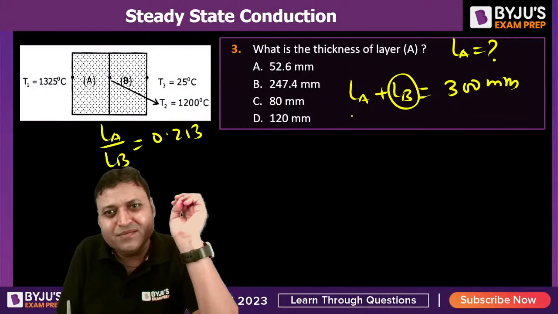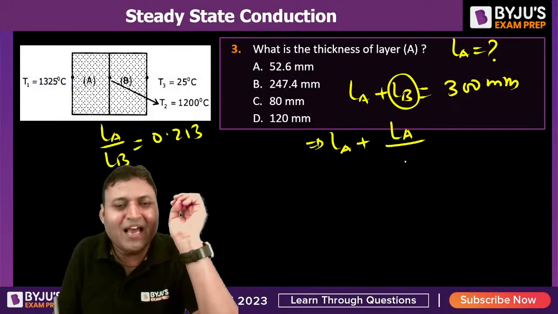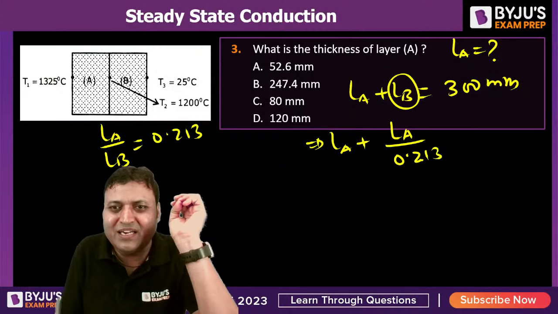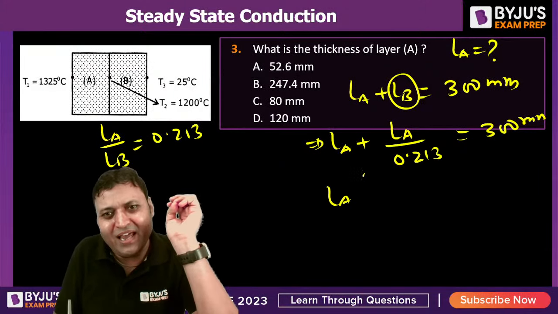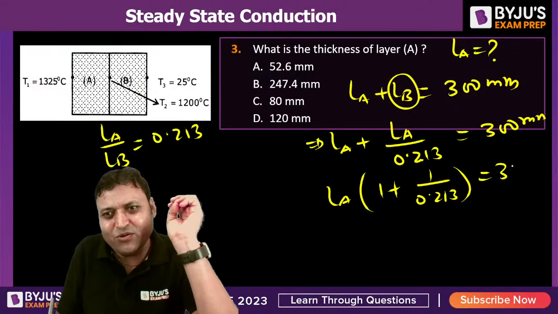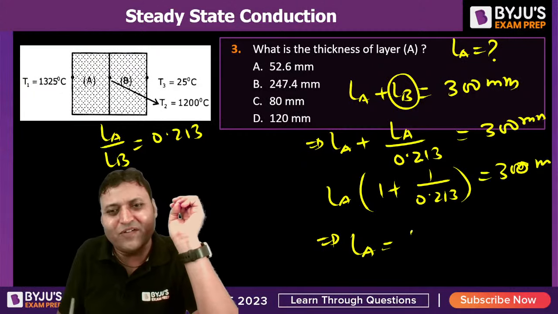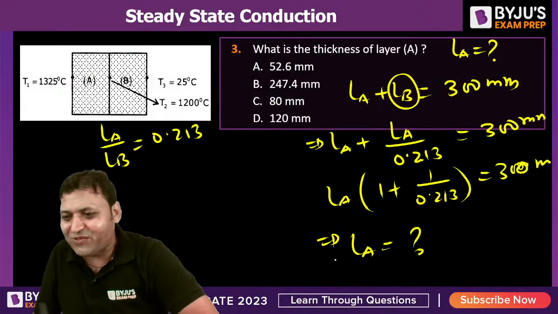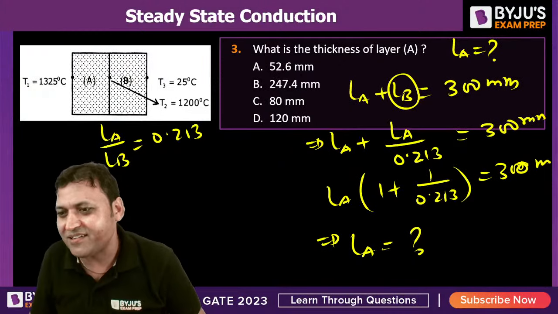What is LB? So we can say LA plus LA upon 0.213 is equal to 300 mm. LA into 1 plus 1 upon 0.213 is equal to 300 mm. We can easily find out the value of LA. What is the value of LA? Question number 3.